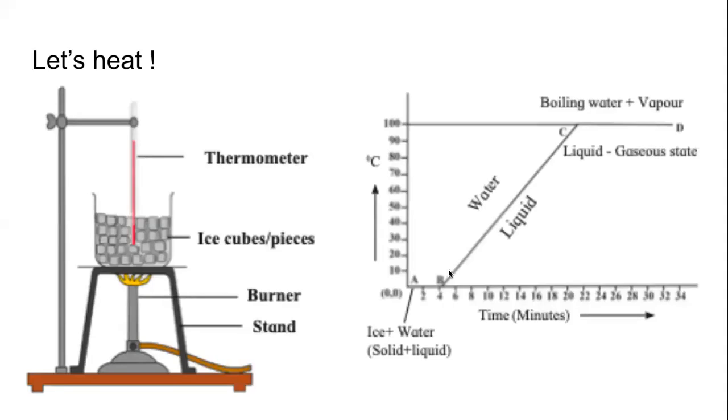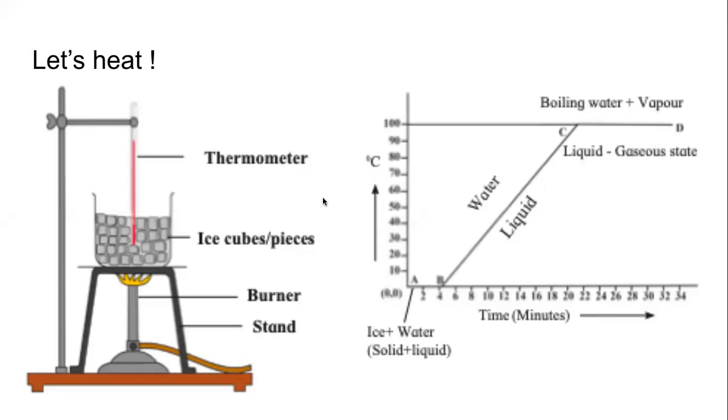Very interesting experiment directly from your textbook. We are taking a beaker, this tumbler or beaker. We are taking some ice in a beaker. And we are constantly measuring the temperature using a thermometer. So we have put the beaker on a stand. We have hung the thermometer from a stand so that the point of the thermometer is touching the ice cubes. It will measure the temperature.